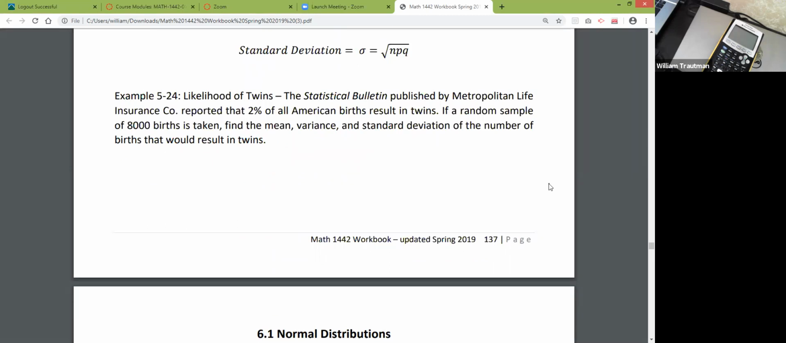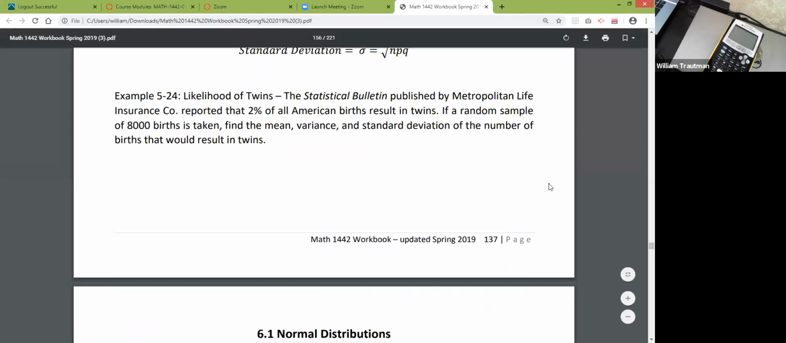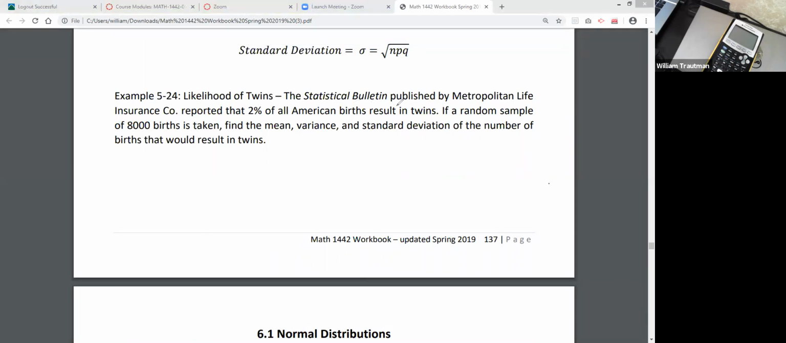The statistical bulletin published reports 2% of American births are twins. So the probability that you get a twin is 2%. Another way of writing that is 0.02. In a random sample of 8,000 births, n equals 8,000. We're looking at 8,000 births. We need to find the mean, the variance, and standard deviation.